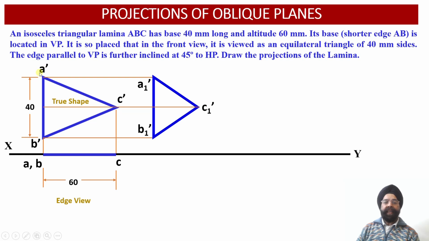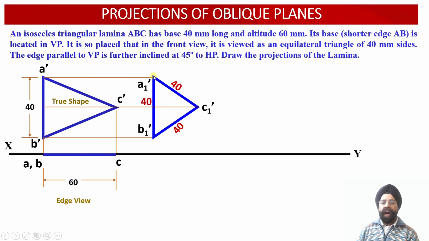Then we know that because of the inclination of this triangular lamina with respect to the vertical plane, there is foreshortening of the edges B dash C dash and A dash C dash, in such a way that after the inclination of this surface of the triangle with respect to the vertical plane, we are able to obtain the apparent length of B1 dash C1 dash equal to 40 millimeter, and the apparent length of this slant edge A1 dash C1 dash equal to 40 millimeter. So we are able to obtain an equilateral triangular projection of this particular isosceles triangular lamina onto the front view projections over here.